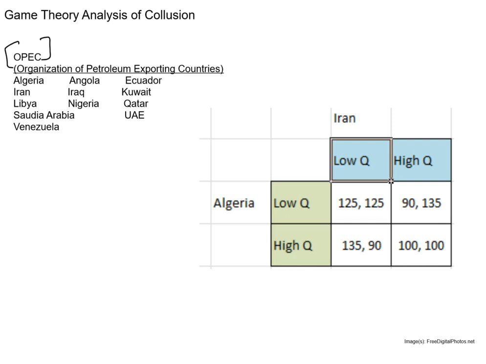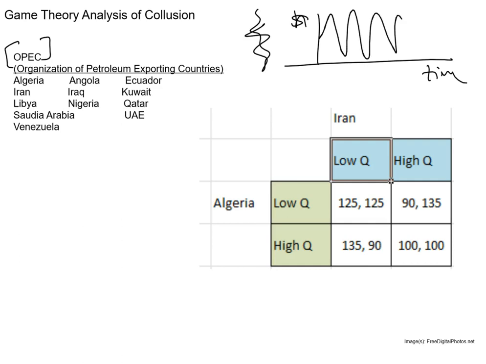And so if you go and look at some of the literature or what OPEC says about itself, they say, right, if we look at petroleum prices through time, their argument is that if they just left it up to the market, you would have huge fluctuations in the price of petroleum.